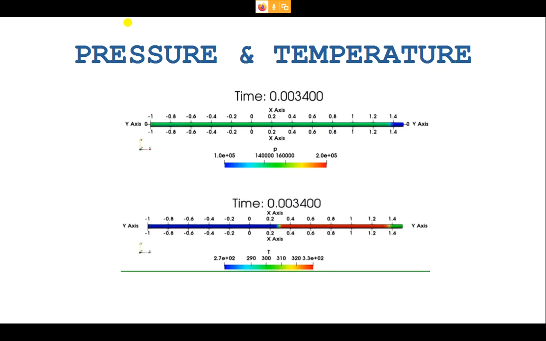ParaView is the tool which we used for doing all the post processing, and this is also freeware.